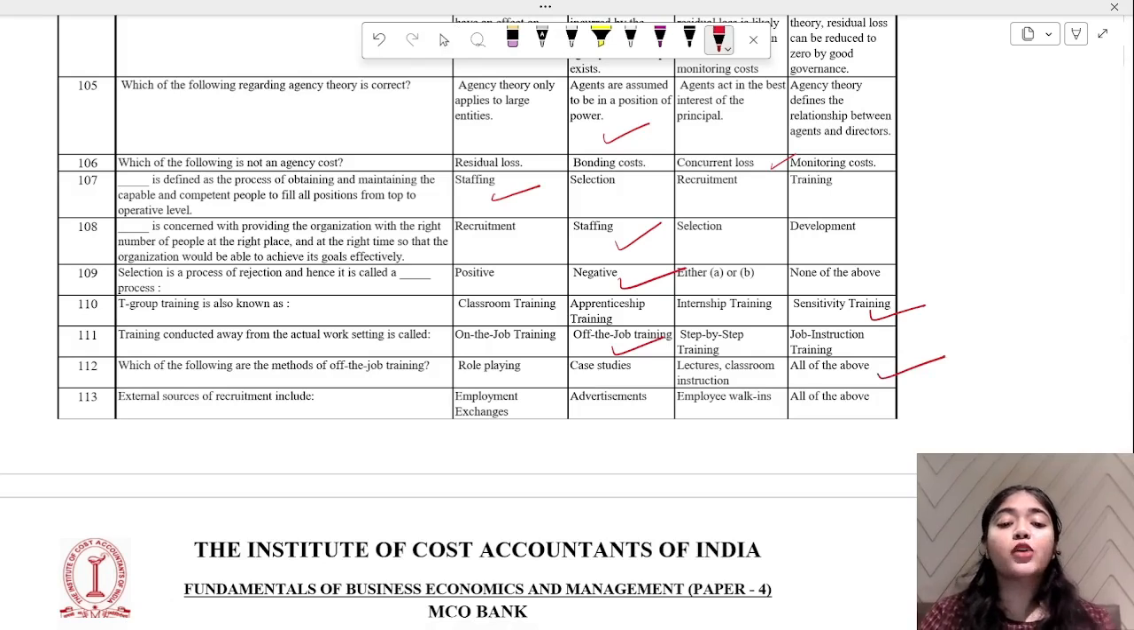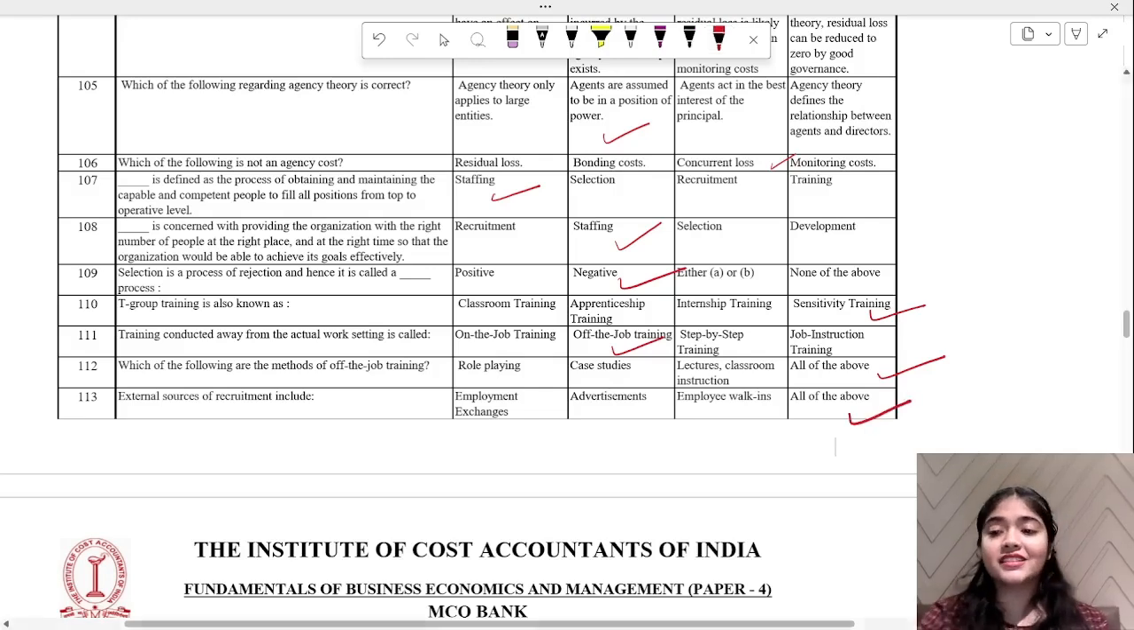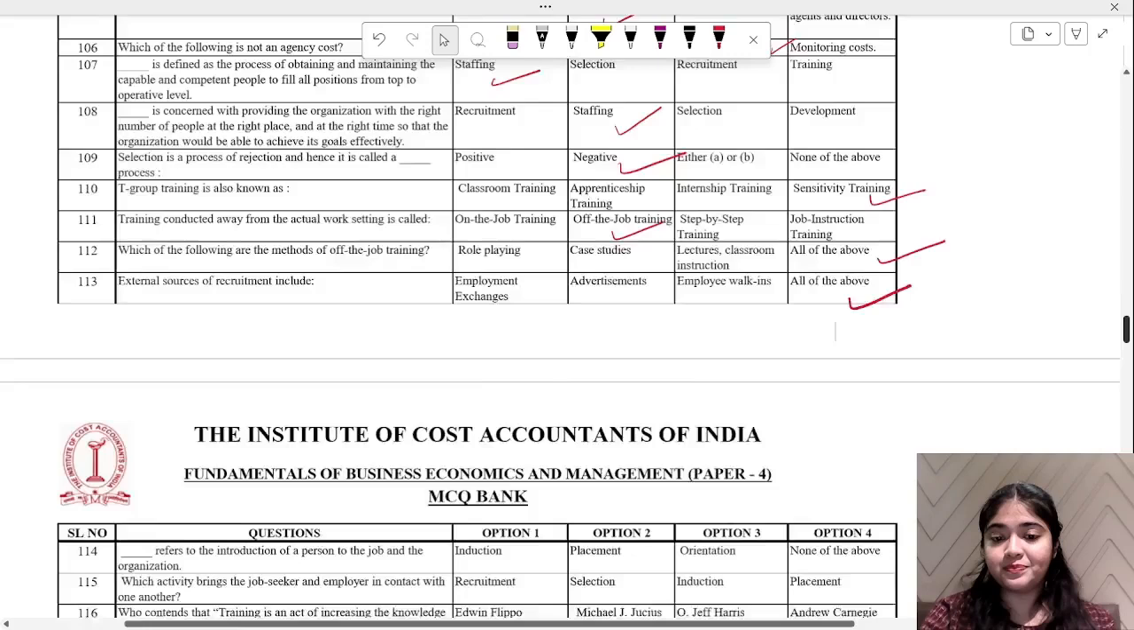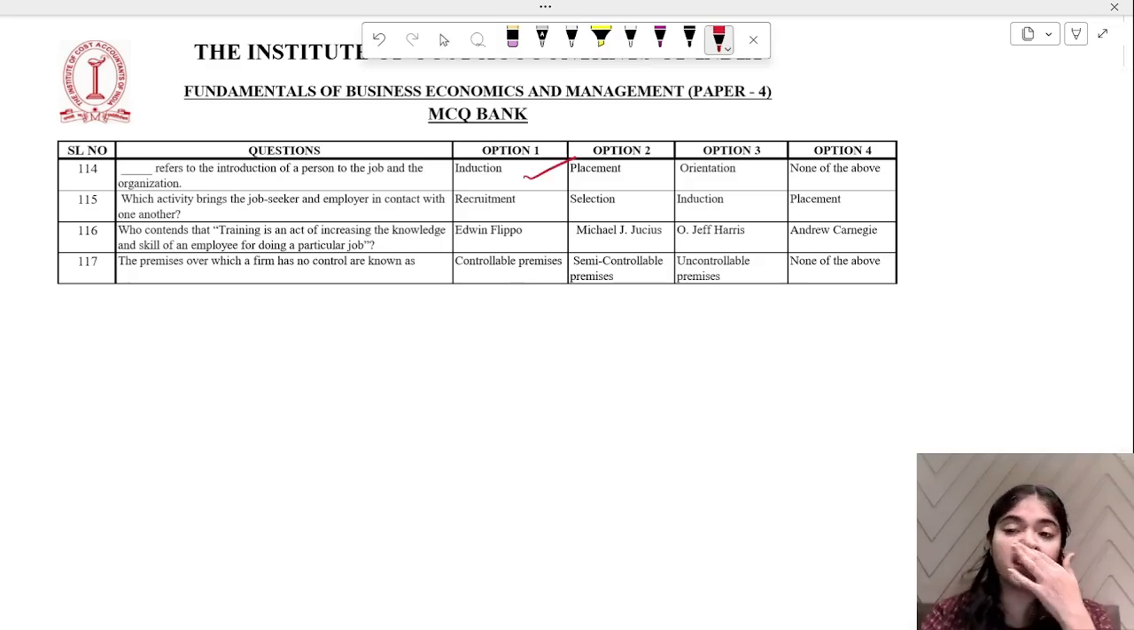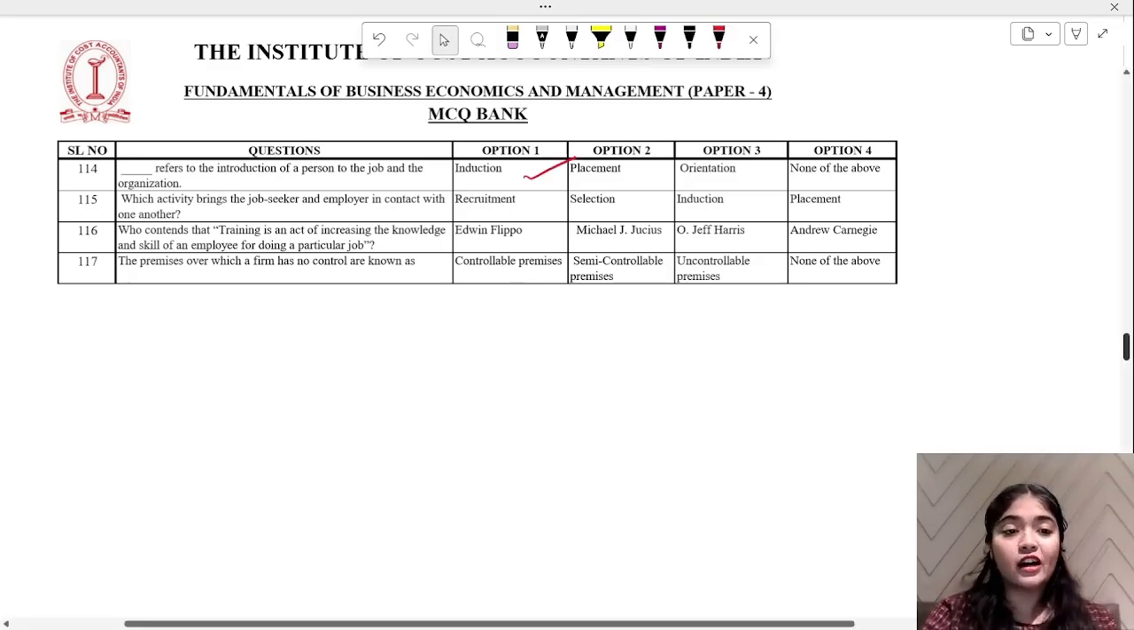External sources of recruitment include employment exchanges, advertisements, employee walk-ins, all of the above. Yes, that's correct. All of the above. Dash refers to introduction of a person to the job and organization. Induction, placement, orientation, or none of the above. Yes, correct. Induction. You might have heard this in your college system also. They also conduct the induction.